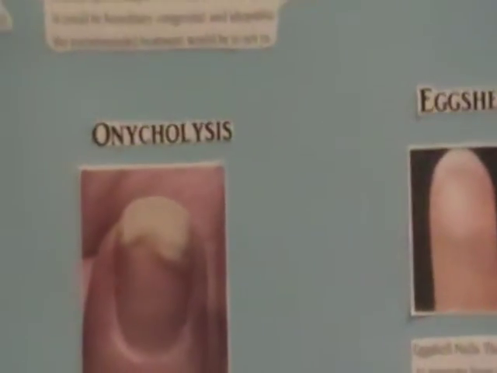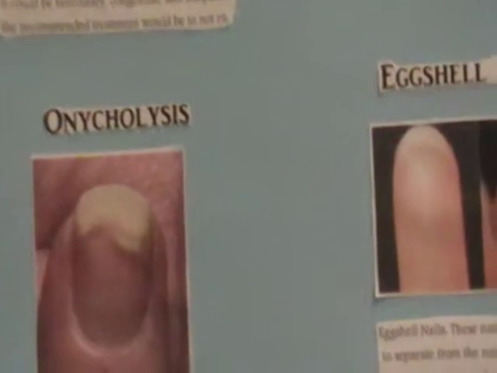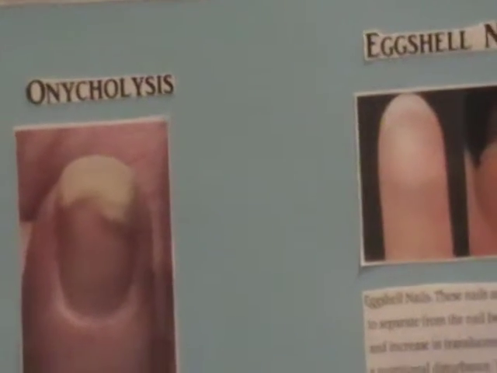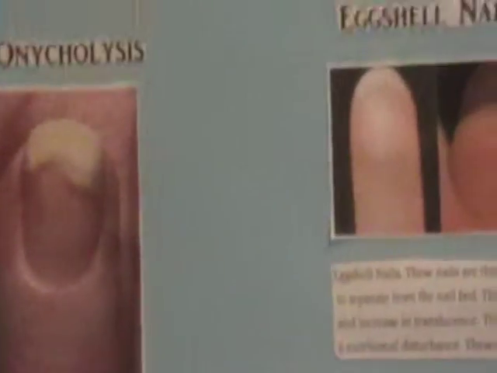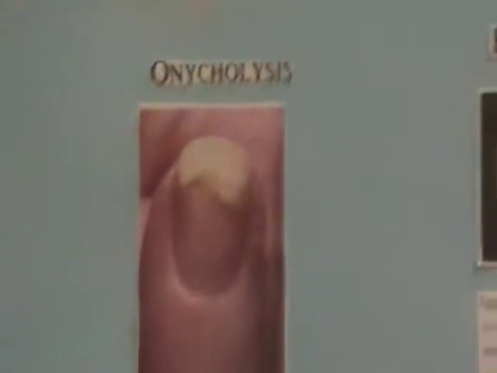The next one we have is onycholysis, right there, this one. And it's the loosening of the nail plate. It separates from the nail bed partially or completely. It can be caused by eczema, cirrhosis, fungus, prolonged immersion in water. Usually should not be treated. Keep going to eggshell.